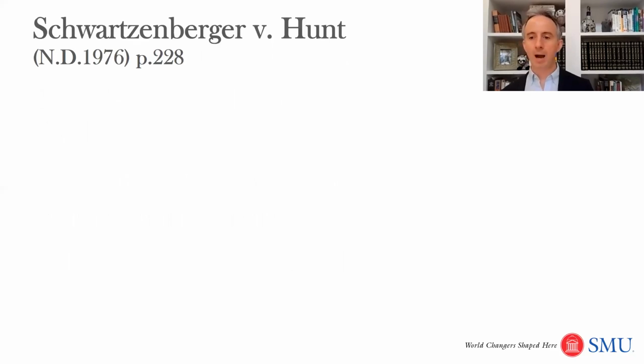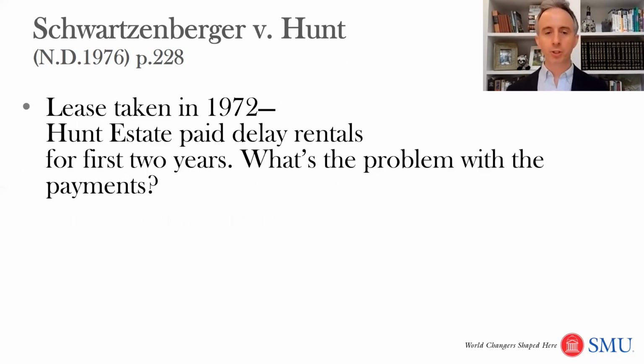All right, so let's talk about one of these unless clauses, and we'll do it using the Schwartzenberger versus Hunt case, which is from North Dakota, 1976, and can be found on page 228 of your book. So there was a lease taken in 1972, just 4 years before this gets to the Supreme Court. And what happened is the Hunt estate, which had the lease, paid the delay rentals for the first 2 years. Okay, so we know the courts are going to require you to do something if you haven't drilled every year. And the lease specifically said, in this case, we're just going to pay delay rentals if we don't drill. The Hunt estate paid the delay rentals.